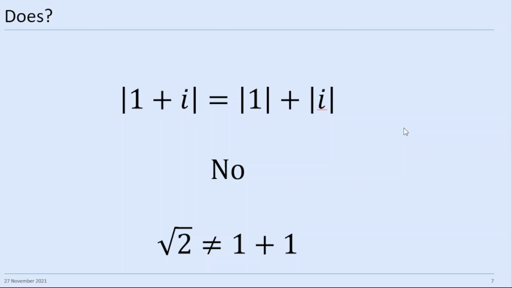In a similar way, if we just take a simple complex number, 1 plus i, mod of 1 plus i is not equal to mod 1 plus mod i. So it's not generally true, because mod of 1 plus i is root 2. It's 1 squared plus 1 squared, square rooted, and the mod of 1 is 1, and the mod of i is 1.